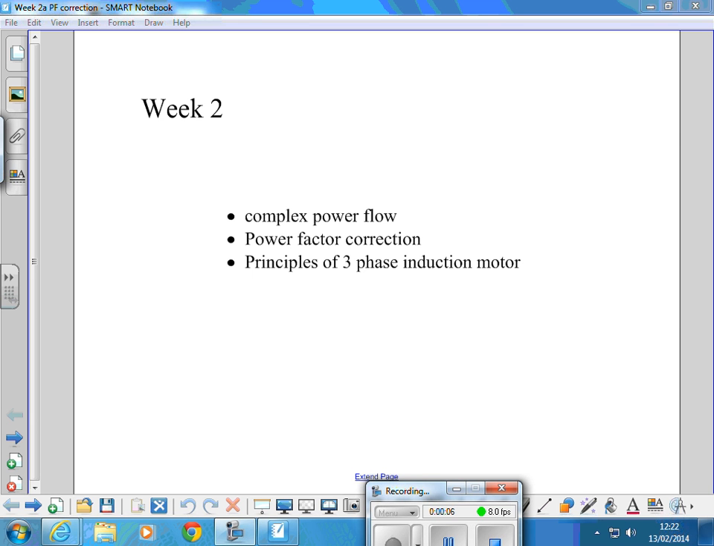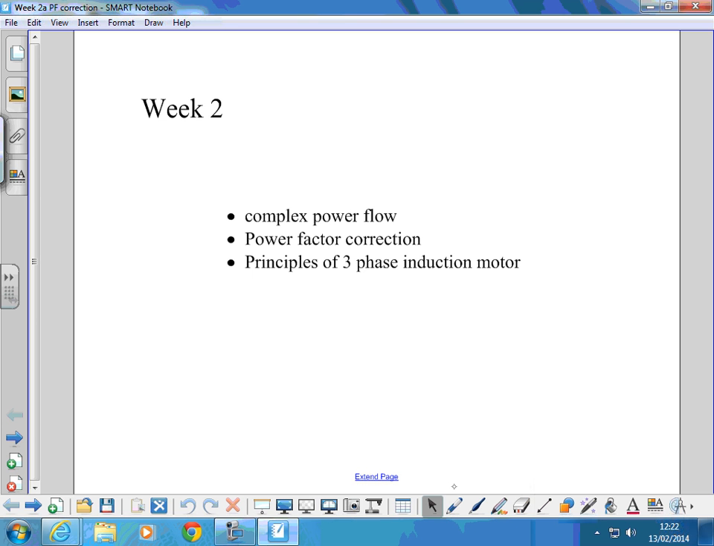Right then, gents, week 2 of electrical power and drive systems. What we're going to do this week is have a look at the complex power flow and how we can do some analysis of that using the complex number stuff. Mark did cover a little bit of that in his session last week, I believe, if you attended.